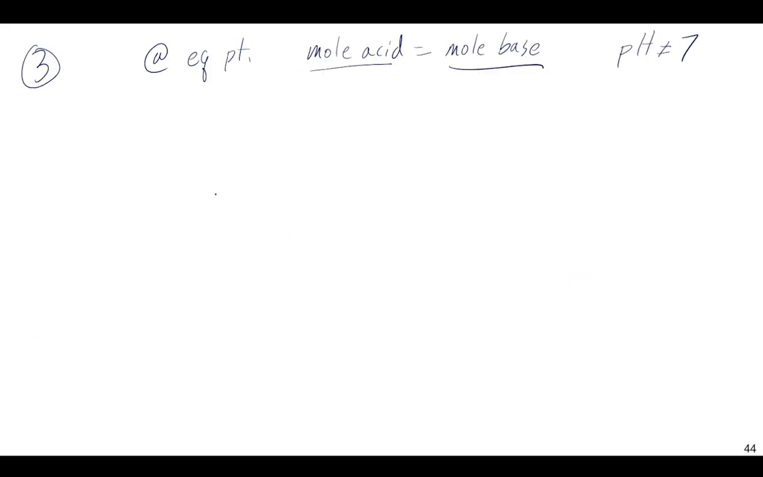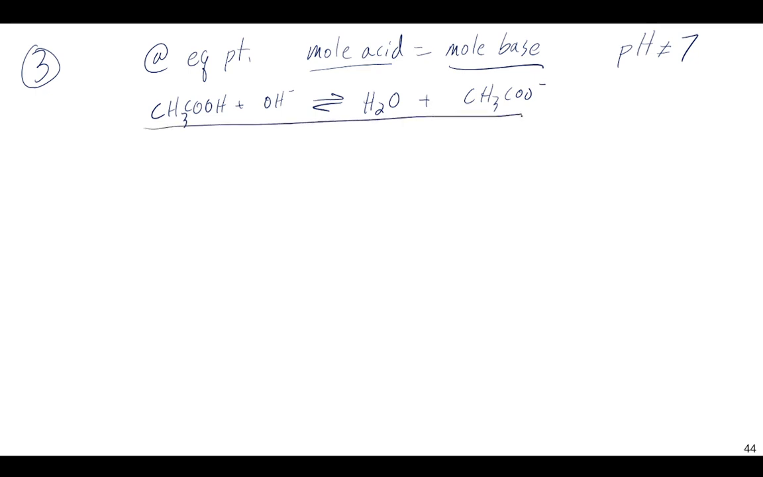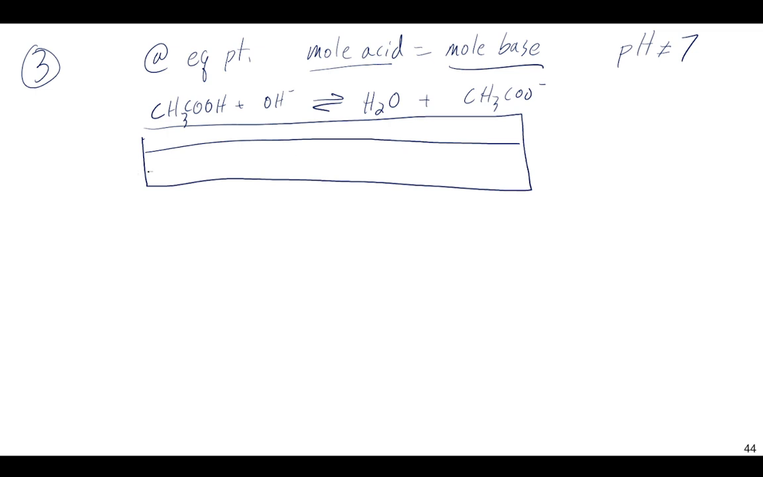So if we're still considering this as our weak acid, and we're adding OH minus, we're still having the same sort of reaction happen. It's just now our ice chart is going to have the initial amounts of acid and base that are equal, such that they exactly cancel each other out.